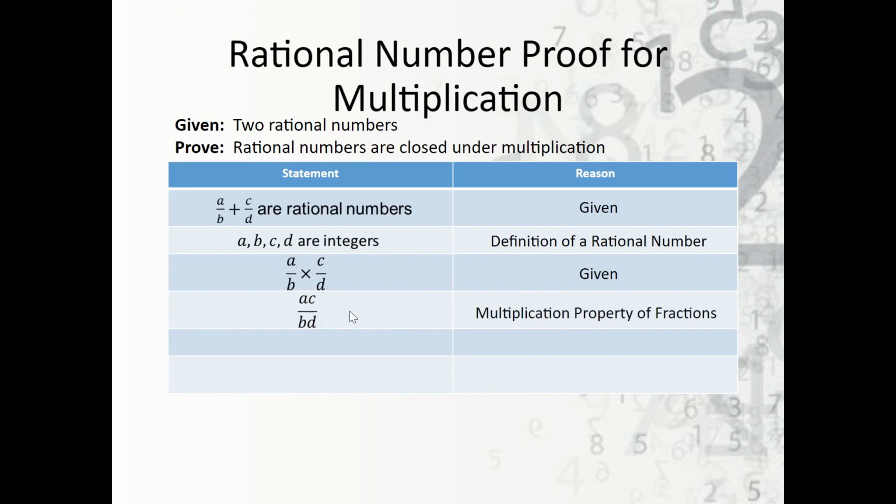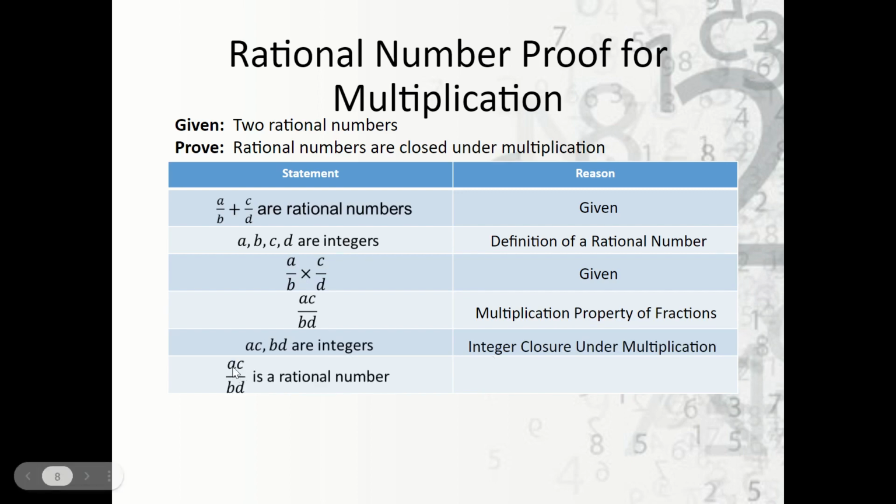And that's just the multiplication property of fractions. Now, we need to determine, are AC and BD integers? Well, we're multiplying an integer times an integer, so by integer closure, when we multiply two integers together, we always get another integer. That holds true for both the numerator and denominator. So AC and BD are integers because of integer closure under multiplication.